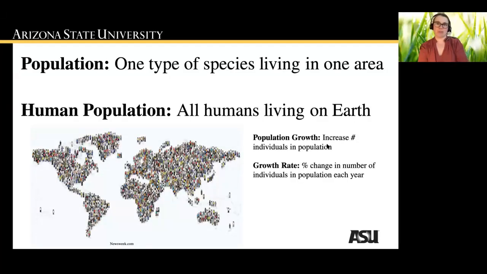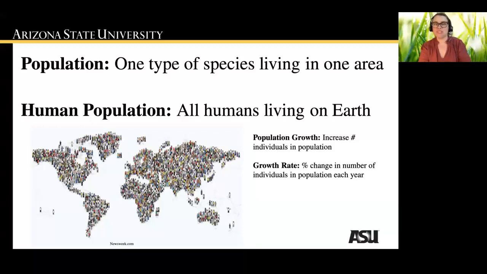So what is a population? A population is one type of species living in an area. The human population are all the humans living on Earth. We want to understand that population growth is simply an increase to the number of individuals in a population. So for humans, that's just the increase in the number of humans living on Earth.